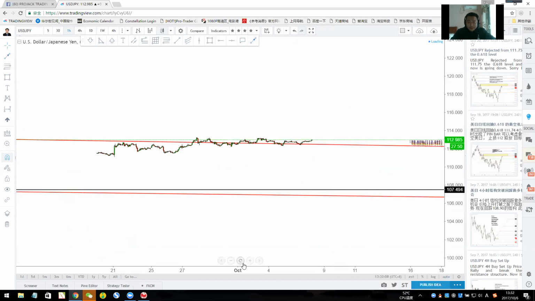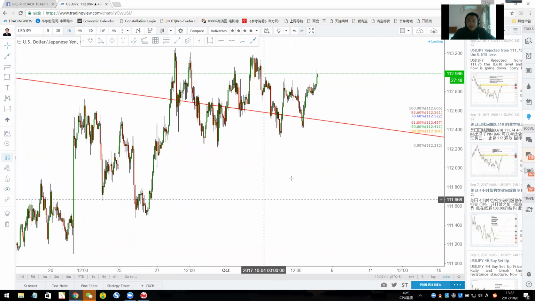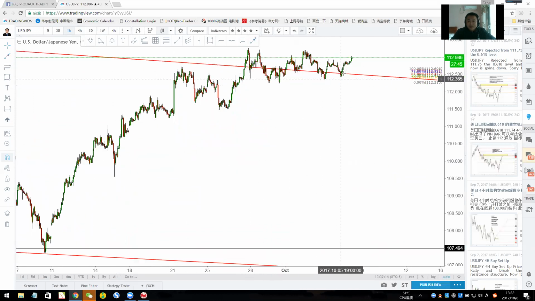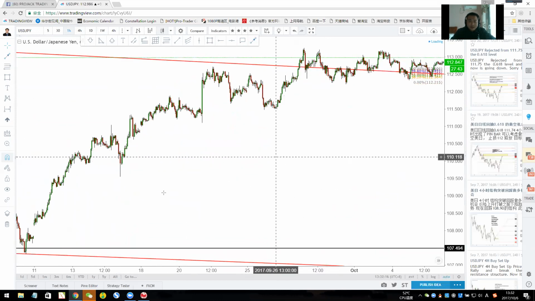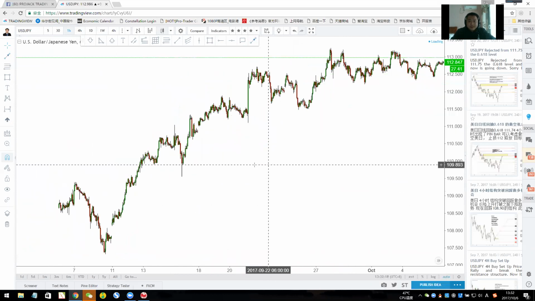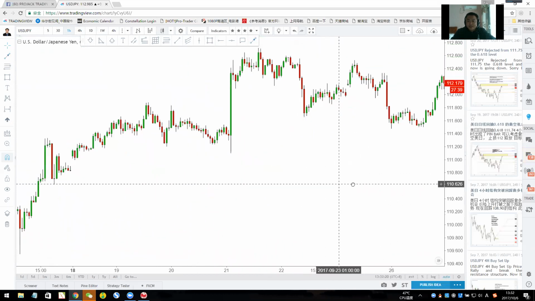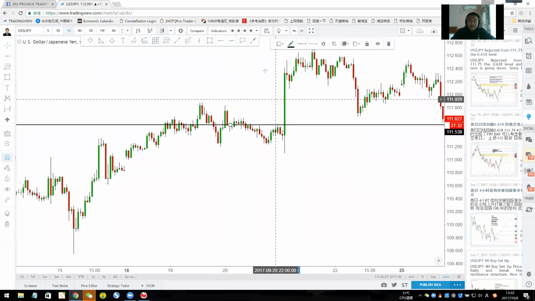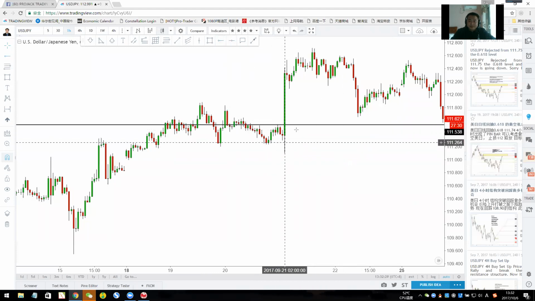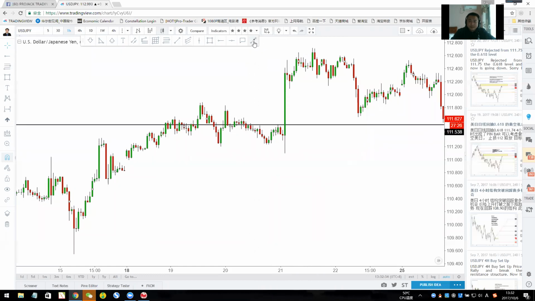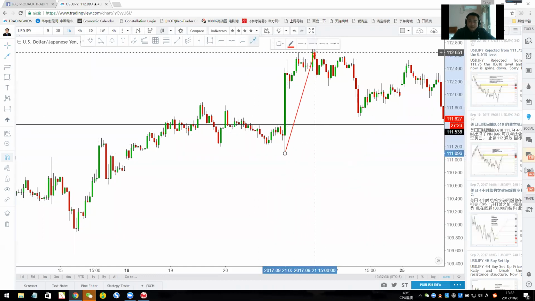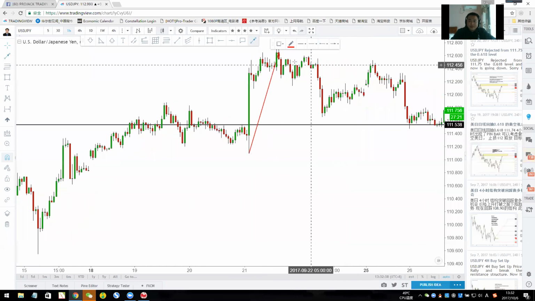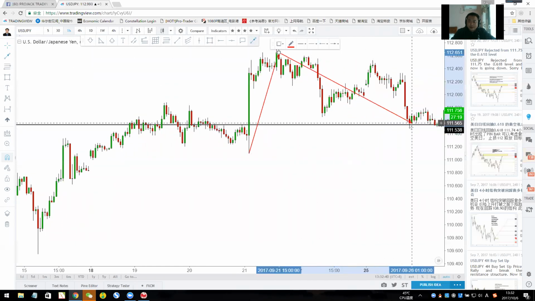So let's go to the 1 hour chart. You can see here the dollar yen. Wow, it's really a nice move. I think we caught a very, very nice dollar yen buy from 111.53. If you remember what I teach, this is a breakout, a structure breakout, and wait patiently for the price to pull back to here.